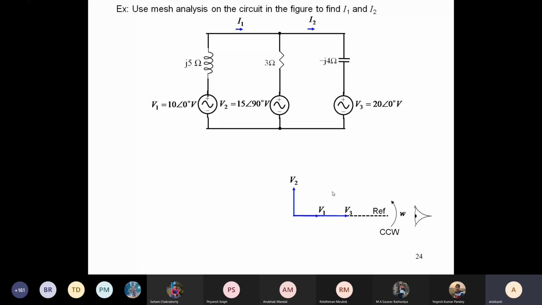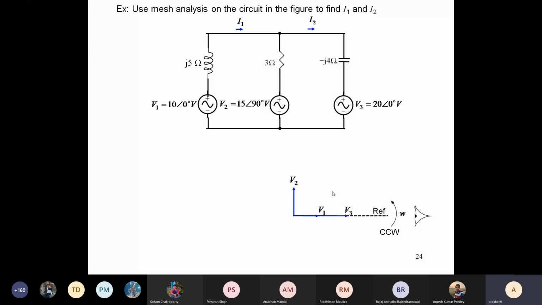Okay. So I would ask all of you to solve this circuit. Excuse me, sir. When there is a DC circuit, we subtract V1 and V3, but here we are adding V1 and V3. Why is it so? No, I have not added. I have not done any addition. There is no relation with the DC circuit here.